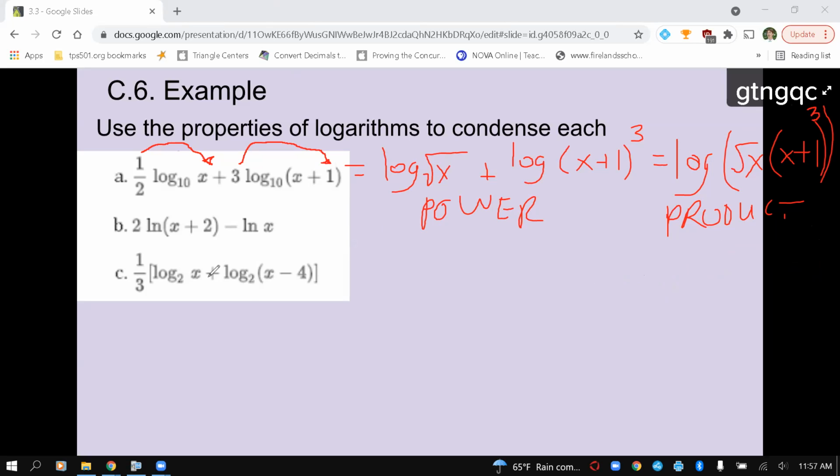All right, let's try this one. Okay, first thing we're gonna do is power rule. Make it a power rule. Ln x plus 2 squared. Then, because they are subtracted, we will make that subtraction into a division.